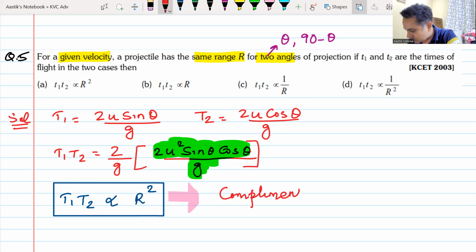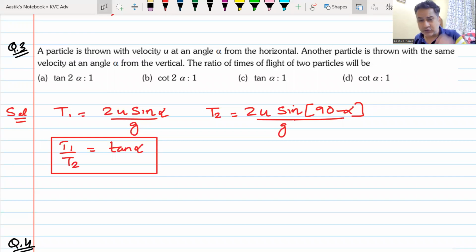If the angles are complementary, T1 into T2 will be proportional to R. Yes or no? Yes. And if you remember question number 3, same question, complementary angles, we had seen that T1 by T2 is equal to tan alpha.